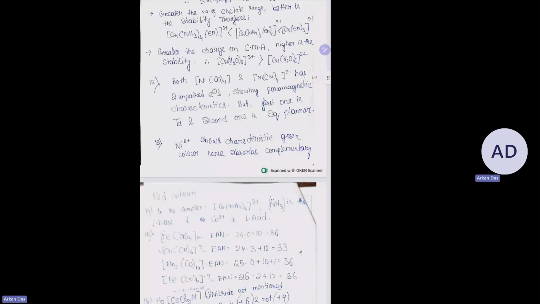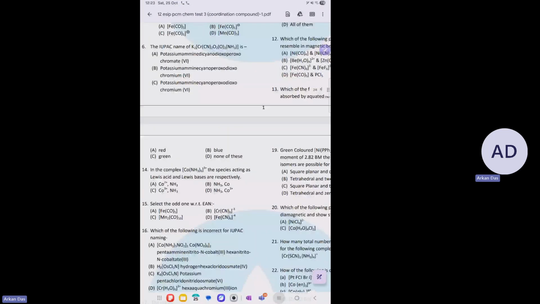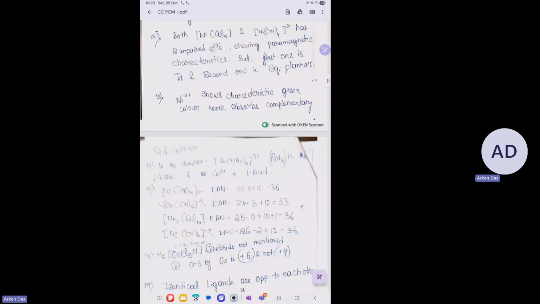Let's go for the next question. Which of the following color frequencies are absorbed by hydrated Ni2 plus ion? Now this we can directly study from NCERT. This is a direct question from NCERT. We know that Ni2 plus shows green color, and hence according to the color wheel, the complementary red color is being absorbed.